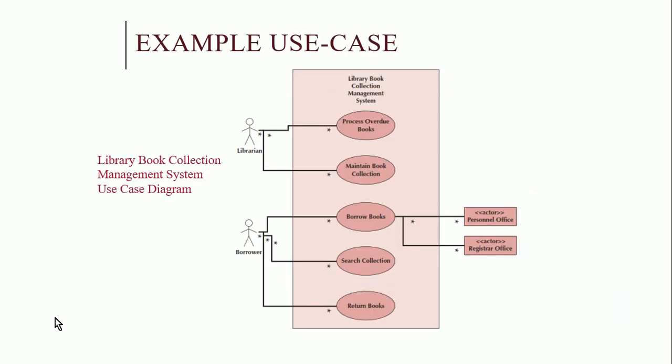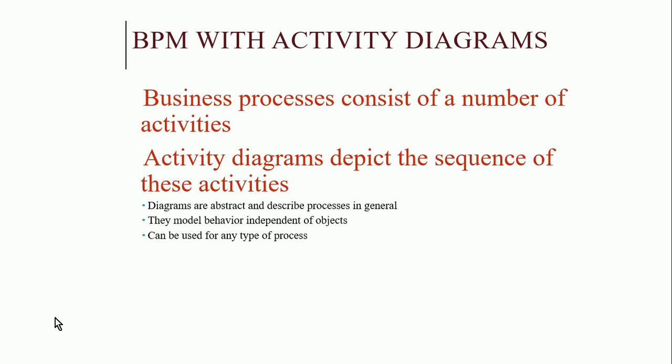This is another example from another college textbook I have. This is a library book collection management system. This is from a Wiley textbook I have laying around. So again, it's another pretty good example, right? Here we have a librarian and a borrower. If I drew this, I'd probably include the circulation desk, but it just shows the different things that people would do at a library. For example, the librarian's going to process overdue books. They're going to maintain their book collection. The borrower is going to be able to borrow books, search the collection, return books, right? All the basic stuff that you and I would expect to be able to do with a library, right?